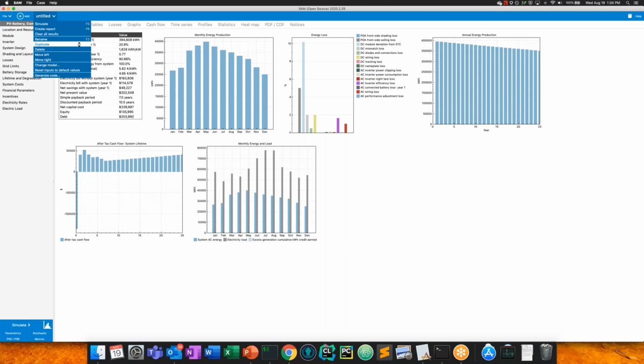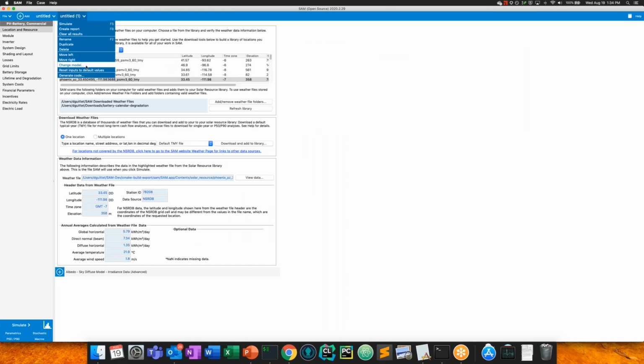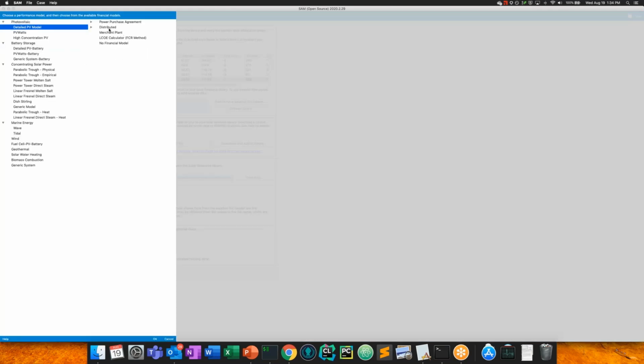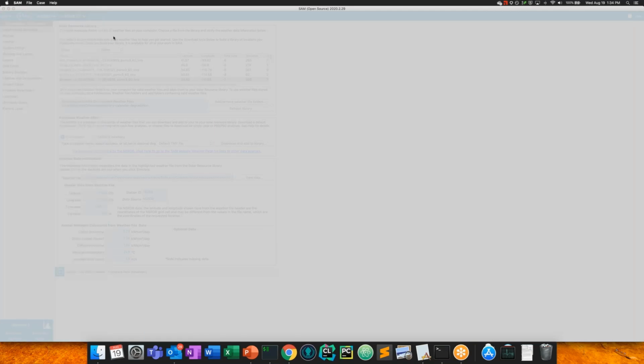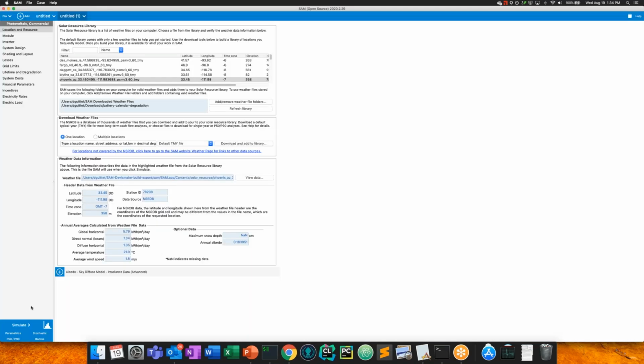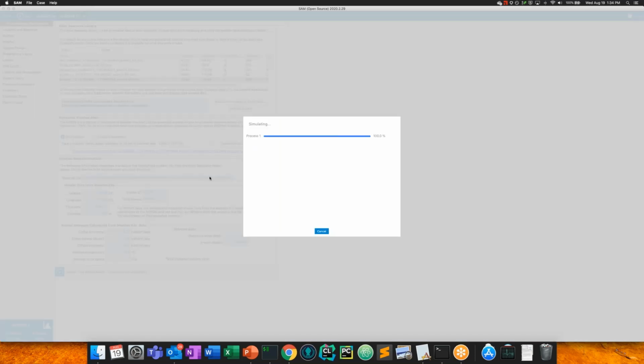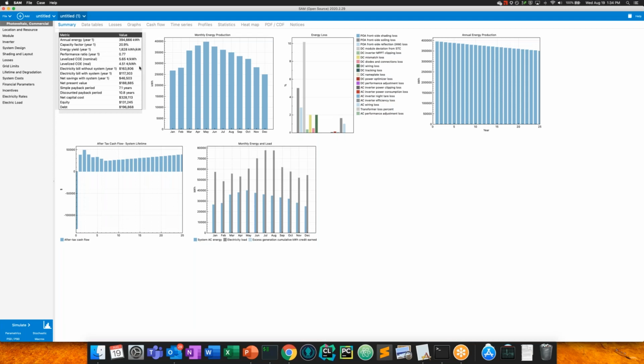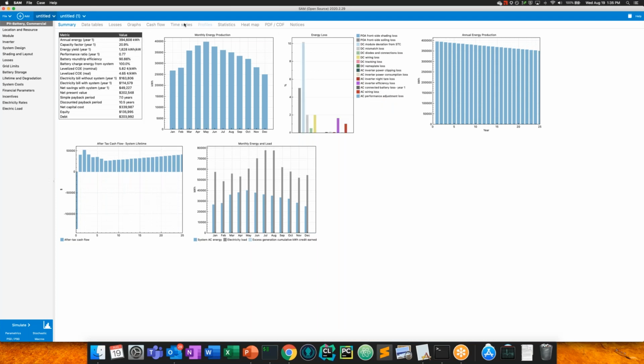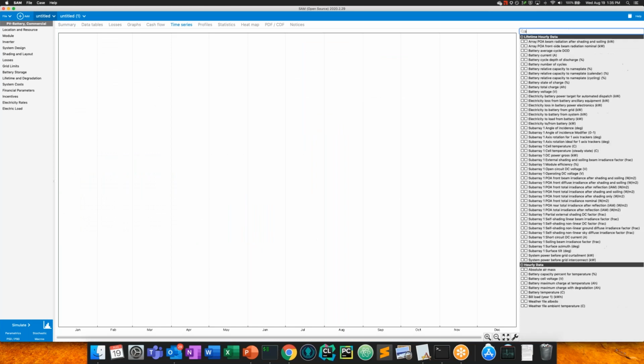What we can do is duplicate this case and then change the model to a PV only case. This will preserve all of our PV system design. And then we can run a simulation. And we see that adding a battery has some benefit to our net present value and our simple payback. So let's look at some of the battery outputs.